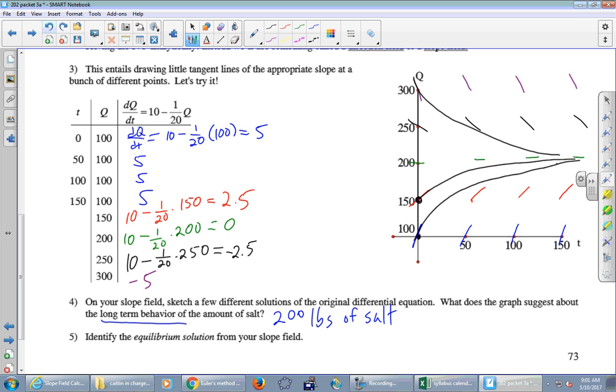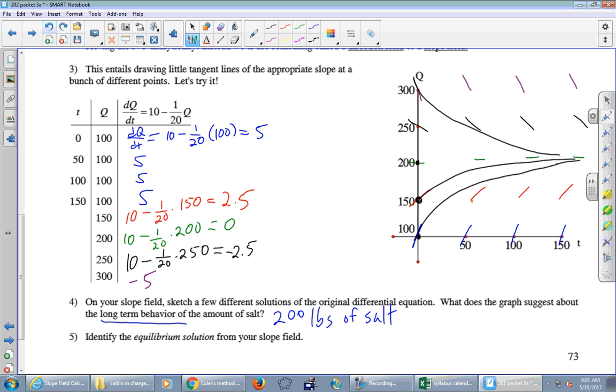What if it happened that you started with exactly 200 pounds of salt in the tank? Nothing will happen because the 200 pounds of salt in the tank is exactly the same saltiness as the stuff coming in. So the stuff is going to come in, get mixed up with other stuff that looks exactly the same and leave, and it's all going to be exactly the same.